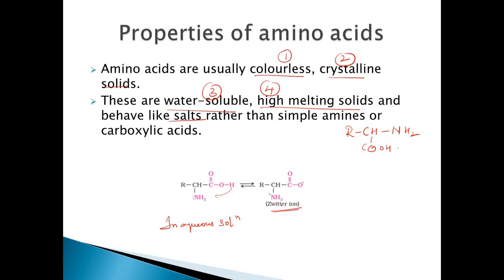What is this zwitterion? It is basically a dipolar ion, because it has both positive and negative charges on the same molecule. And it is neutral, even though it has positive and negative charges, because there is one positive and one negative charge. It is also amphoteric in nature, because it can react with both acids and bases. Since it can accept a proton or give away protons, it reacts with both acids and bases.